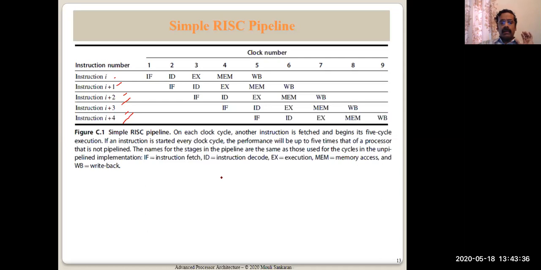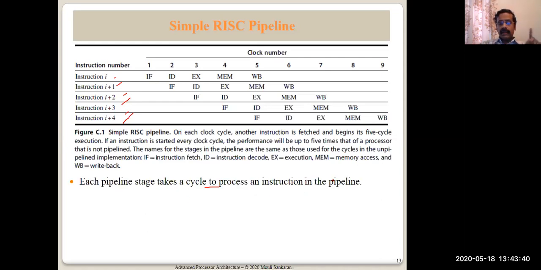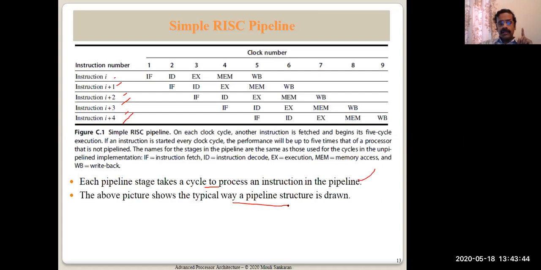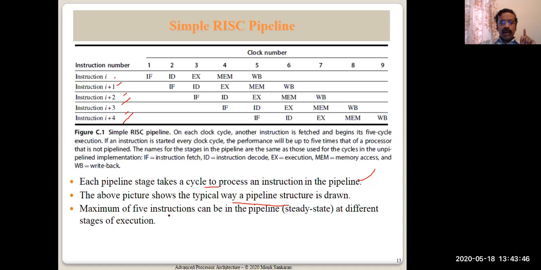This is the normal way the picture is shown. Each pipeline stage takes a cycle to process an instruction in an instruction pipeline. The above picture shows the typical way a pipeline structure is drawn. A maximum of 5 instructions can be in the pipeline, in steady state, at different stages of execution. We have only 5 stages here, so it is 5 instructions. If there are more stages, there will be more instructions.